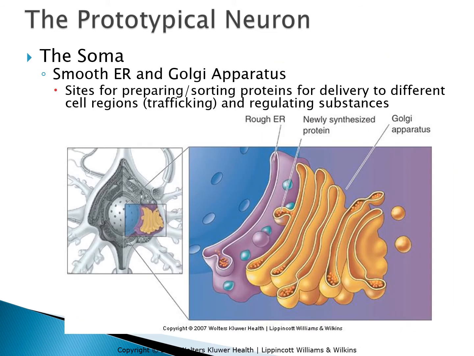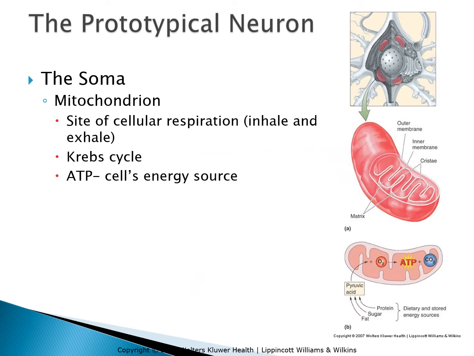And again, just a quick reminder, after we leave that rough endoplasmic reticulum, we go through the smooth ER and the Golgi apparatus, and that's what packages it to be sent so it can integrate into the membrane of the cell.